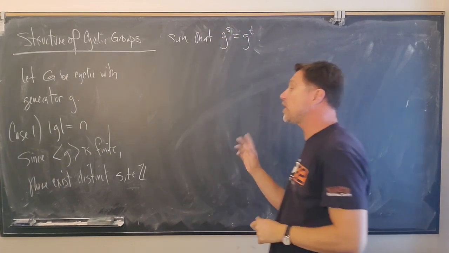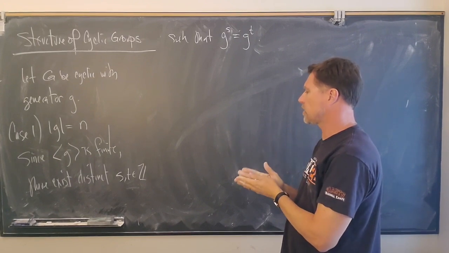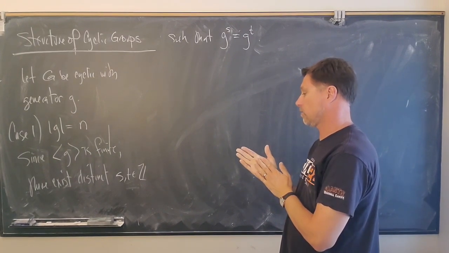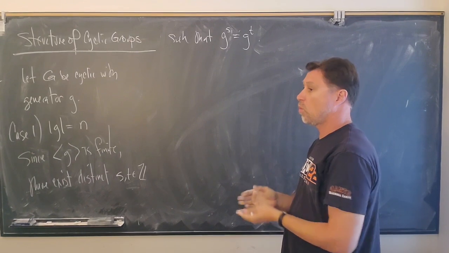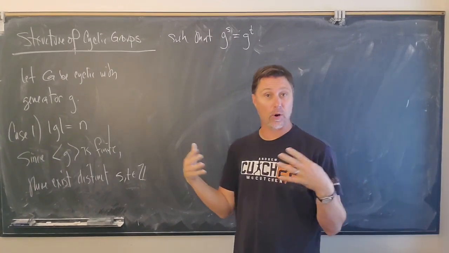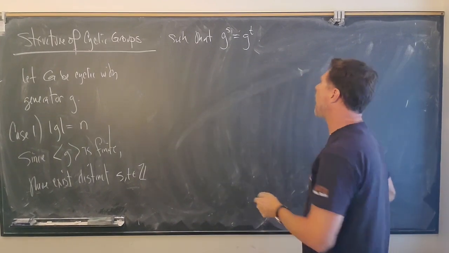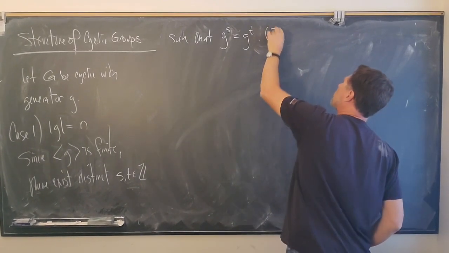So the situation that we had in the infinite case, where you cannot have g raised to two distinct powers and then have them equal, this actually occurs all the time in a finite group. And the reason here, so what am I using here? This is just the pigeonhole principle.